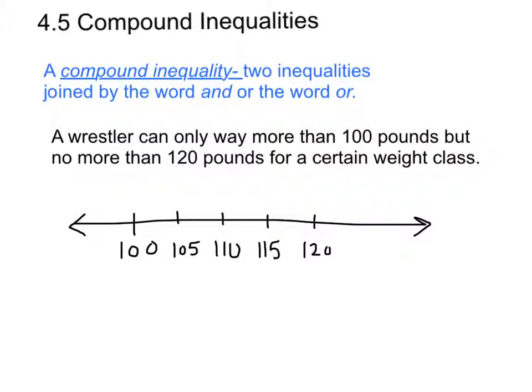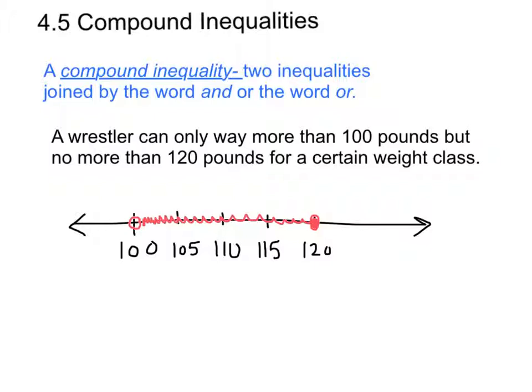So a wrestler can only weigh more than 100 pounds. More than 100 pounds means he can't weigh 100. So it'd be an open circle because 100 is not a solution. But no more than 120, which means he can weigh 120 pounds. What weight could he be? It'd be anything in between, including 120. You can't include 100, but you can include 120.